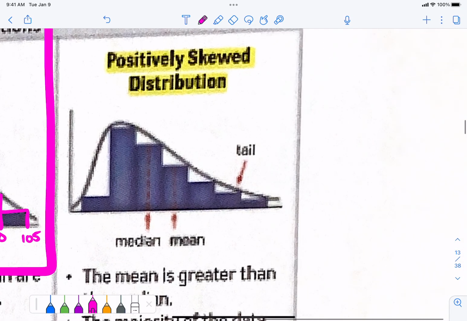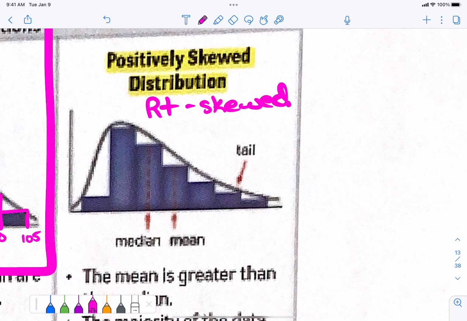So the same way over here, this is positively skewed or right skewed, okay? Because the tail is on the right side, or this is your right foot. There's your toe, toe, toe, toe, toe.